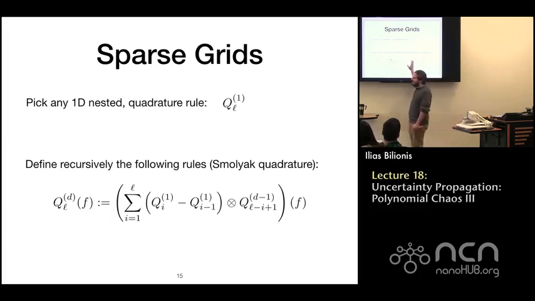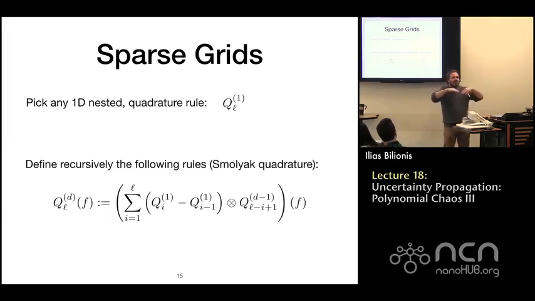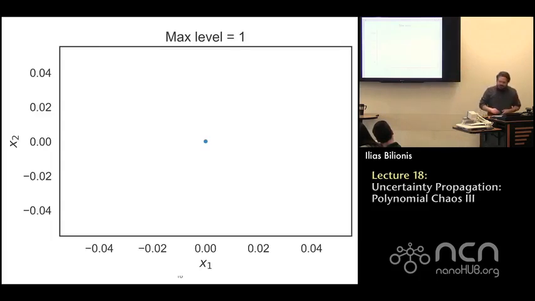There are codes out there that can give you the sparse grid of a given dimension at different levels, and the level of the sparse grid is basically controlling how many nodes it has. Okay, so the higher the level, the more nodes it has. And sparse grids of different levels in 2 dimensions look like this.